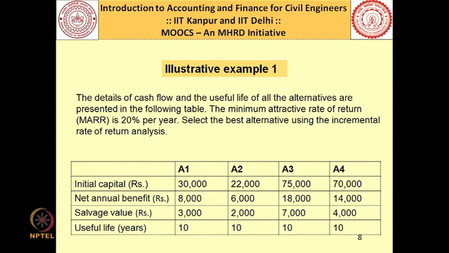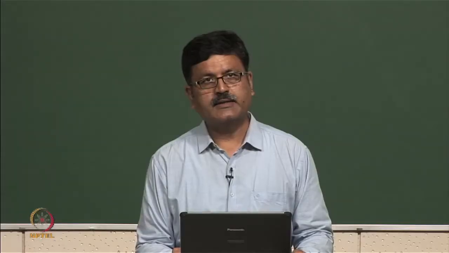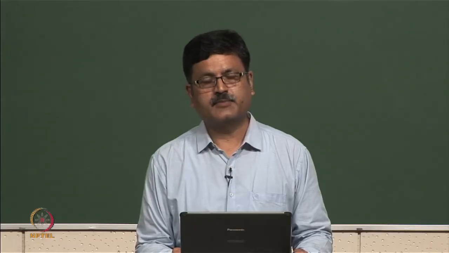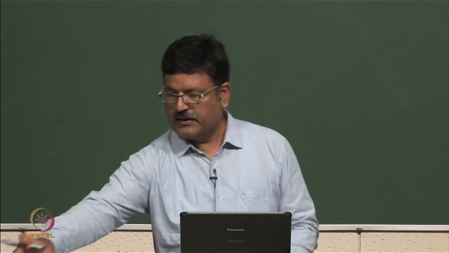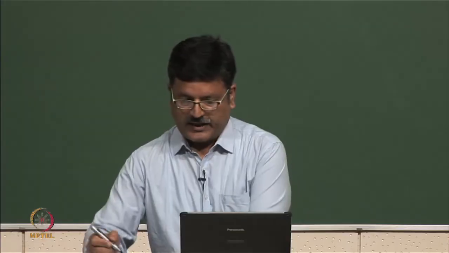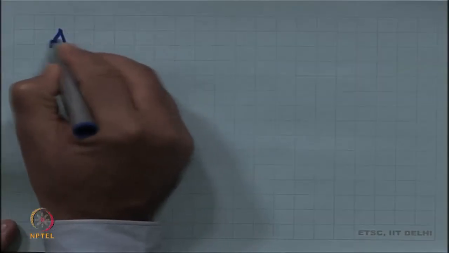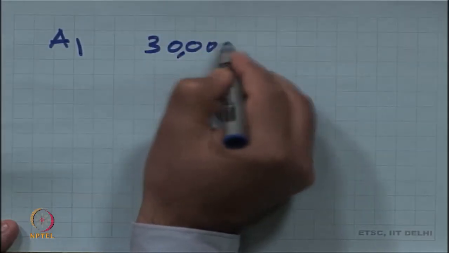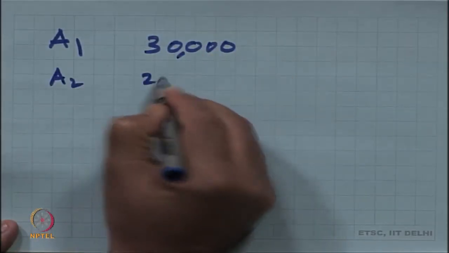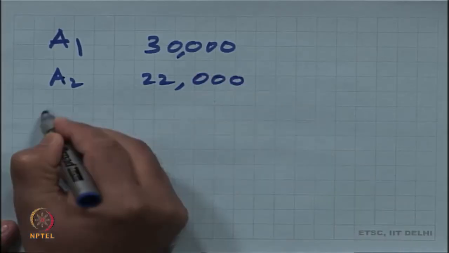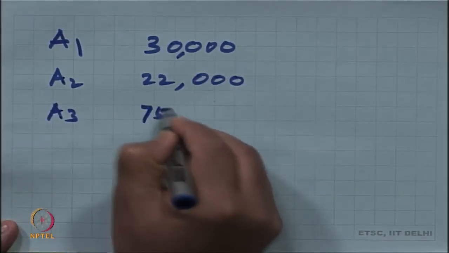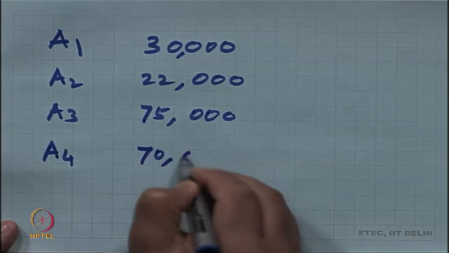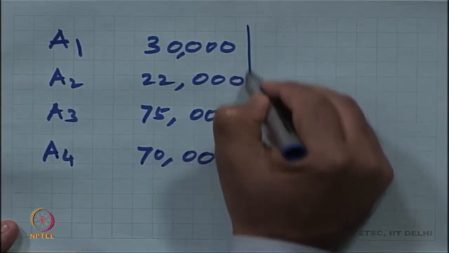Now, as I told you, in the first step we organize each of these alternatives in their ascending order of initial investment. So, these alternatives can be written like this: A1 requires 30,000, A2 requires 22,000, A3 requires 75,000, A4 requires 70,000. So, these are the initial investments given to us.